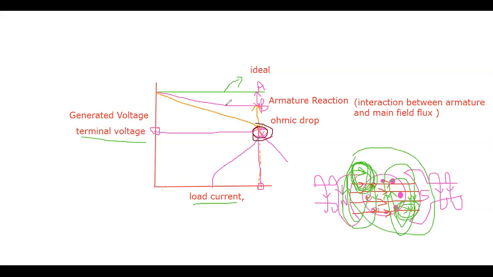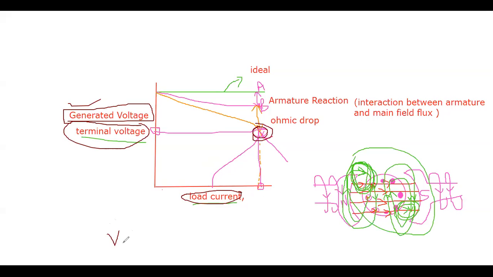If somebody asks what the internal characteristics is, then we say the internal characteristics is a plot between the generated voltage and the load current. Now, what is the external characteristics? The external characteristics is a plot between the terminal voltage and the load current. Suppose they ask for the voltage relation here, what will be our answer?